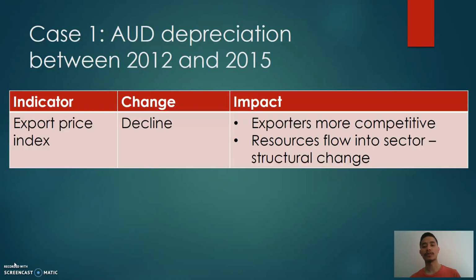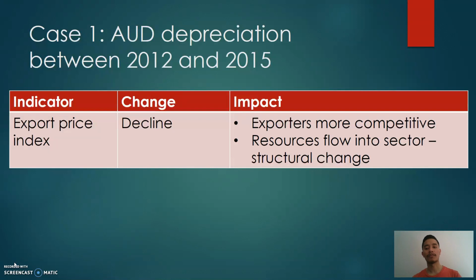So what are some of these exporters? Some of the exporters would be commodity exporters, those mining firms that export commodities. They would be the key exporter in this regard. But we have also covered how the export of education and other services has become an increasingly important part of the Australian economy. So those sectors that export those goods and services also become more competitive because prices have declined.